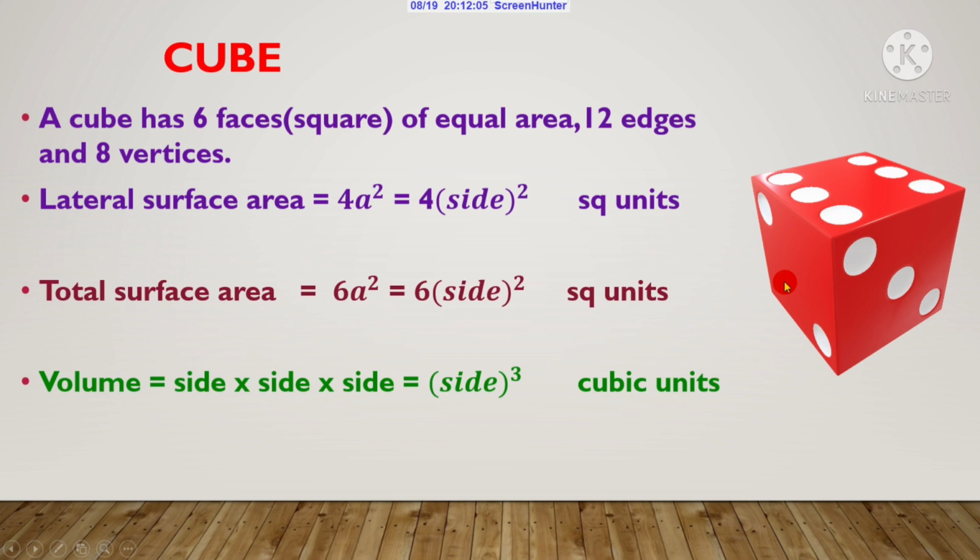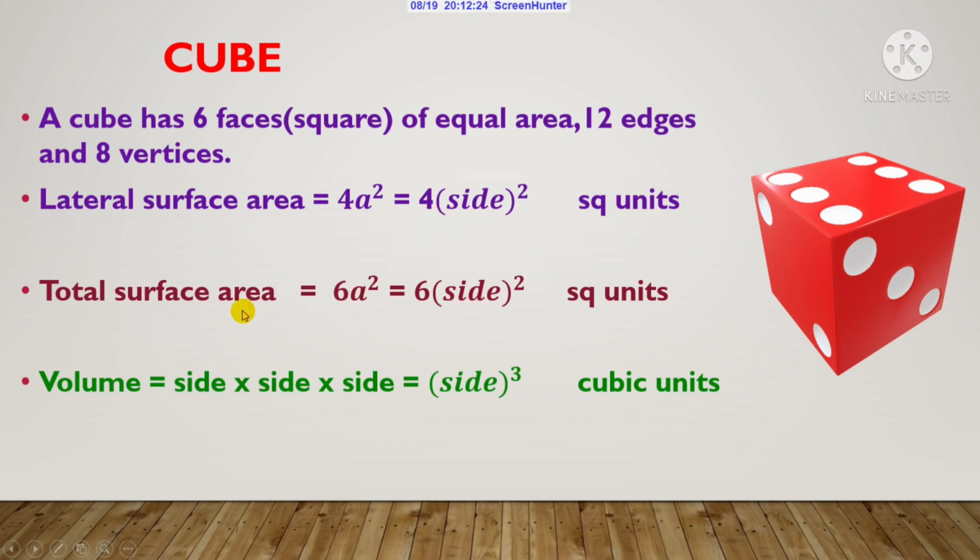What is the lateral area of the cube? Lateral area means the area of 4 walls, that is 1, 2, 3, 4 shapes. So 4 sides. What is the area for one side? It is a into a, a square. So 4 times a square, 4 times side square, or 4a square.